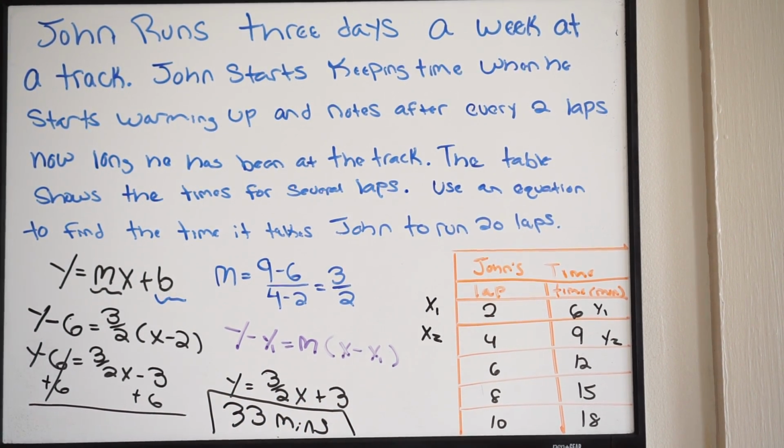Okay, and that is it. So again, we created an equation based on the table of values, and we determined it takes John 33 minutes to run 20 laps. From this equation, you could also graph a line, so you could create a graph using this as well for a more visual representation. But that is it. So that's how you go about doing this problem.